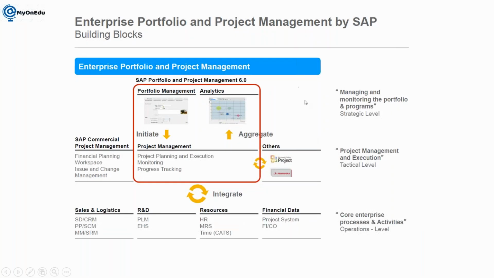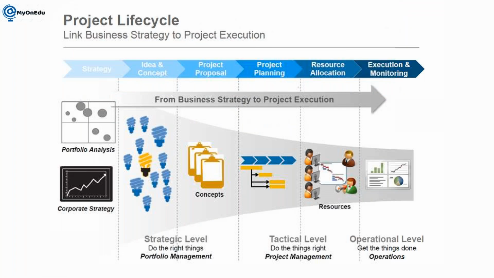That is the same building block. Manage project life cycle. What exactly are we having here? How exactly can we understand the complete implementation of EPPM, Enterprise Portfolio Project Management? The first is strategy, then idea and concept, then project proposal, then project planning, then resource allocation, and then execution and monitoring. So here different modules are helping us to manage our business processes in different phases of this complete project life cycle.